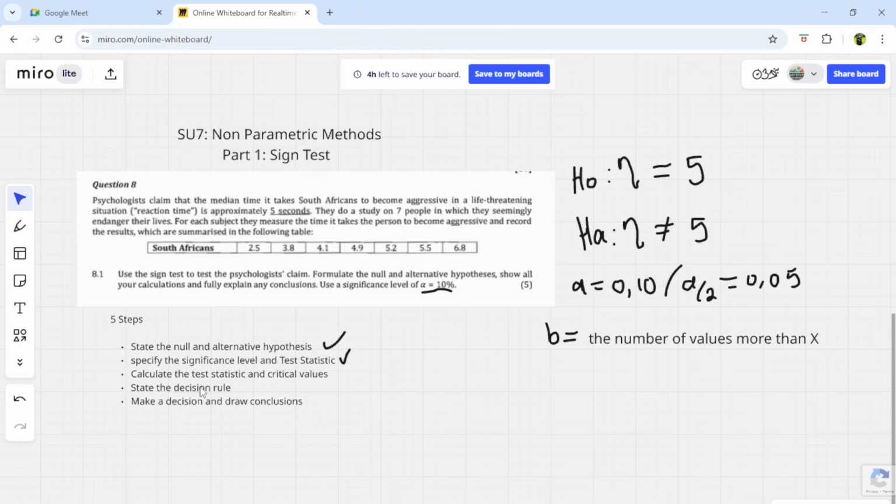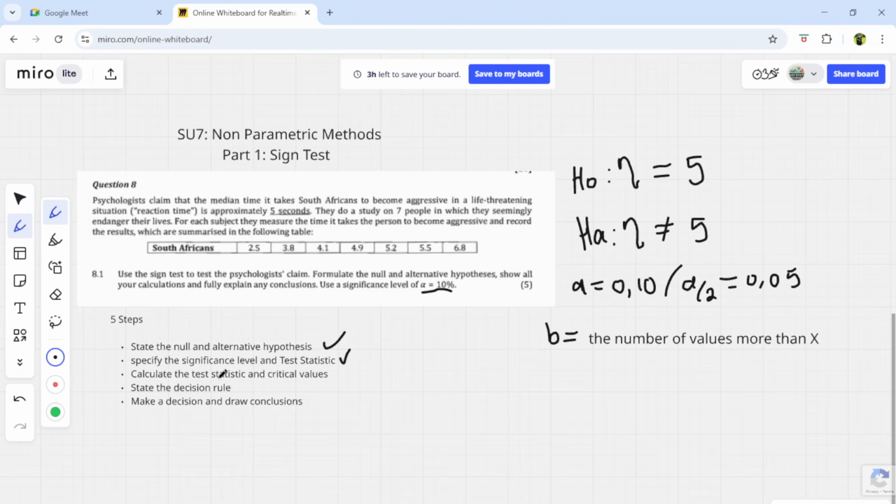Now step number 3, that is step number 2, you just have to specify the significance level like this and your test statistic. I don't think they'll ask you this question, but here, because it was just one long question of 5 marks, then it should be done like that.